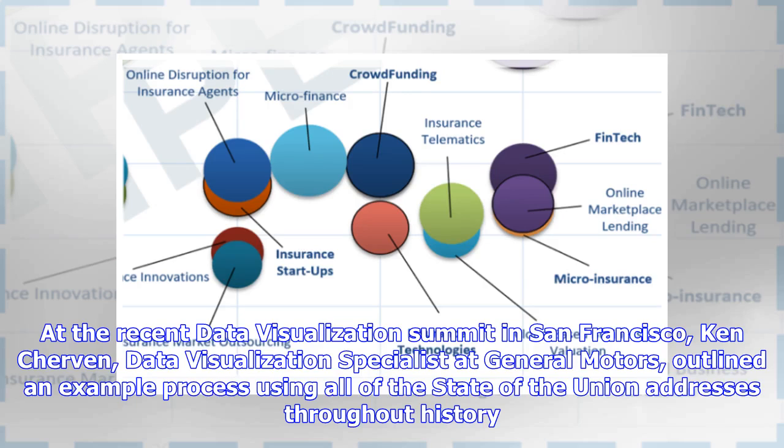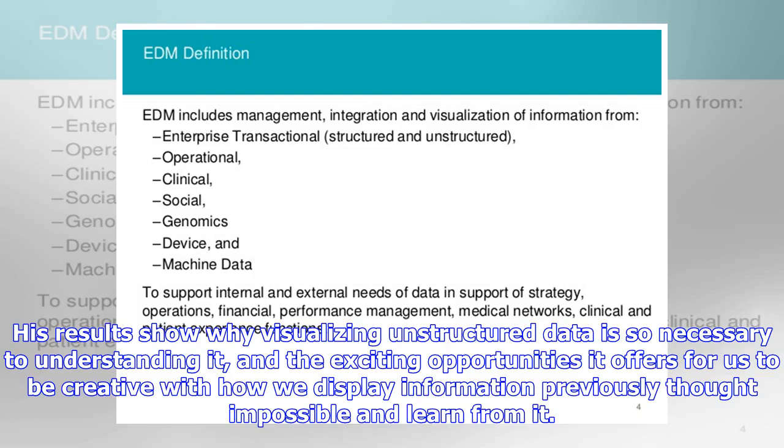At a recent Data Visualization Summit in San Francisco, Ken Chervin, data visualization specialist at General Motors, outlined an example process using all of the State of the Union addresses throughout history. His results show why visualizing unstructured data is so necessary to understanding it, and the exciting opportunities it offers for us to be creative with how we display information previously thought impossible and learn from it.